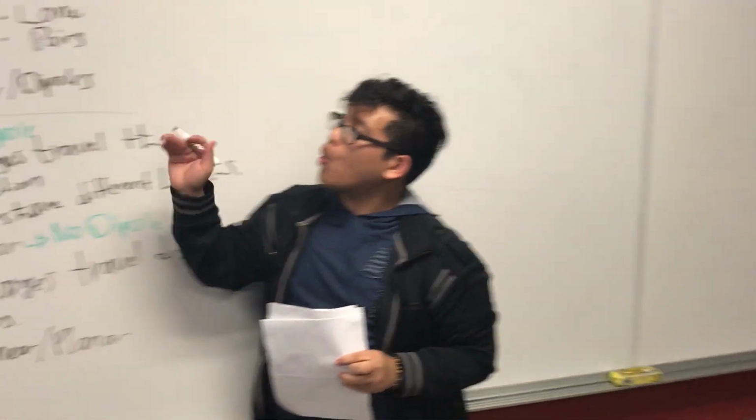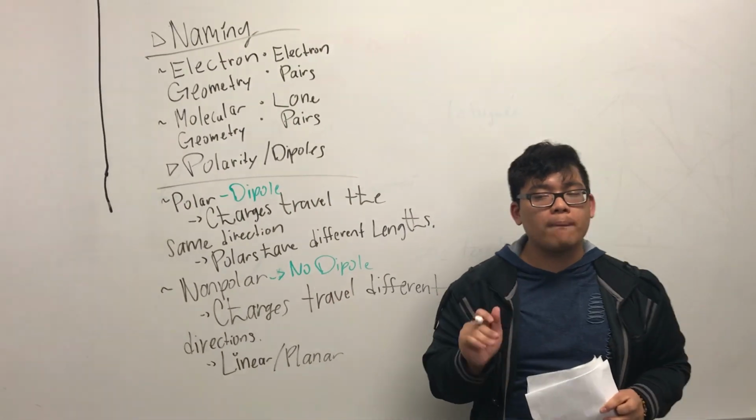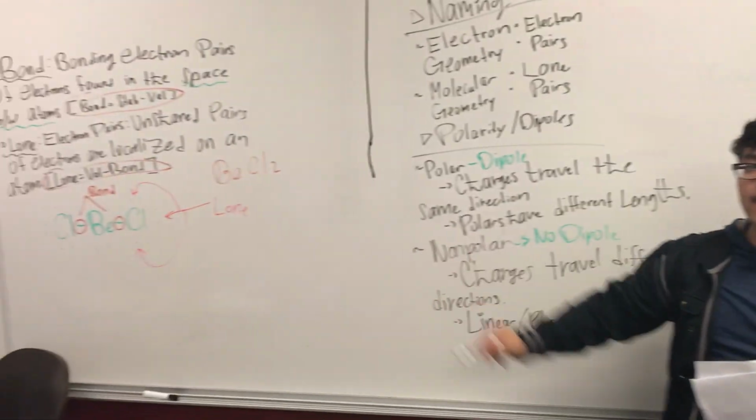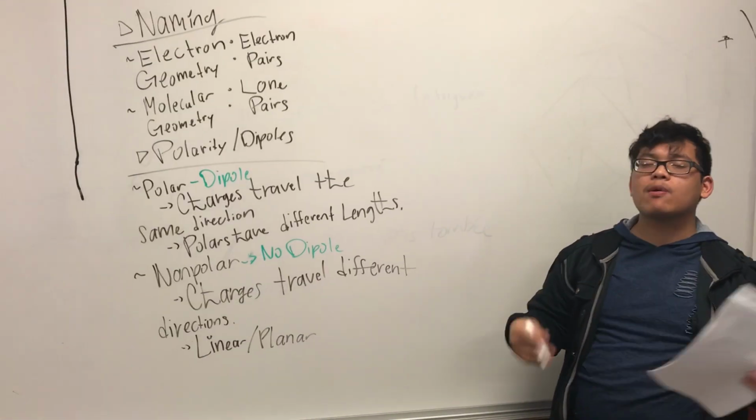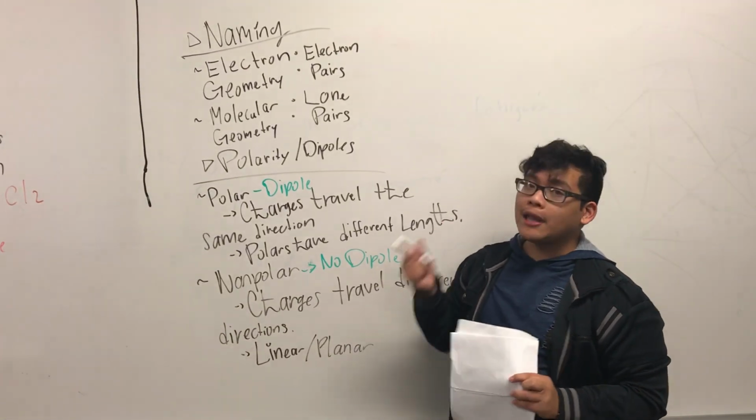So I'm going to reiterate: to determine electron geometry, only look at the electron pairs. For the molecular geometry, only look at the lone pairs. And you have to look at the middle element, like Be right there. I hope that makes sense, but we're going to go through more examples. And now the next concept we're going to learn is about polarities.